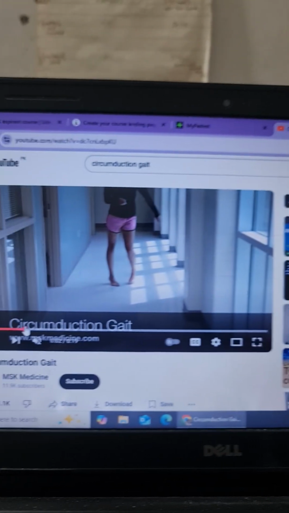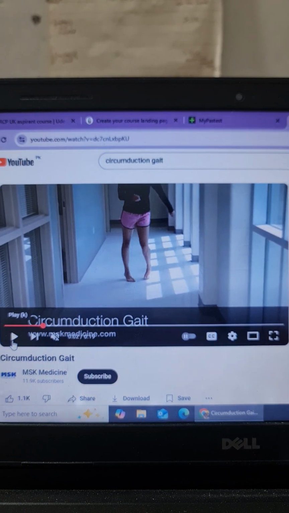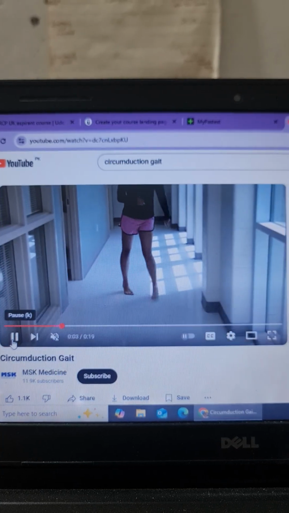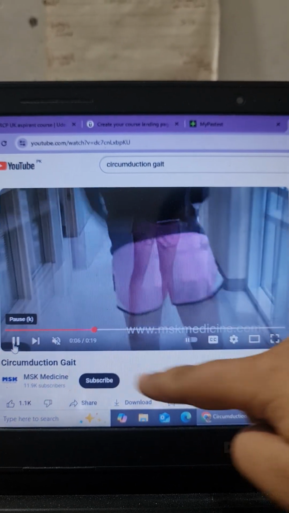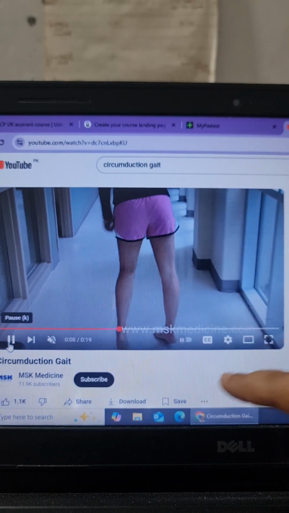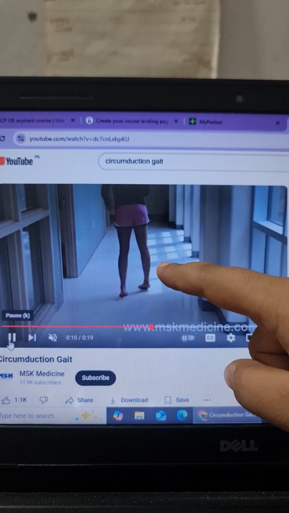Okay, next up we have circumduction of gait, and circumduction of gait will be found in either cerebellar or upper motor neuronal lesions of one side. And how are they going to look like? We'll see. Okay, this is how the circumduction gait is going to look like. The arm is going to move, curve back outward and then move inward, like this.